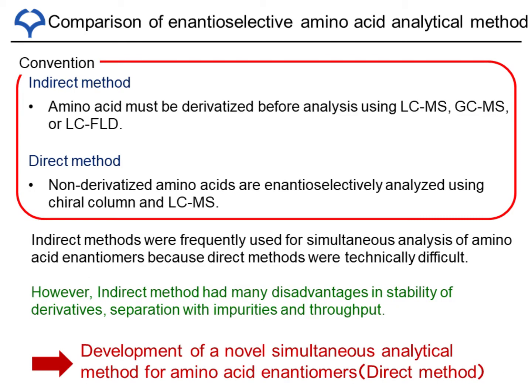Indirect methods were frequently used for simultaneous analysis of amino acid enantiomers, because direct methods were technically difficult. However, indirect methods had many disadvantages in stability of derivatives, separation from impurities, and throughput. Hence, we have developed a novel direct method for amino acid enantiomers.